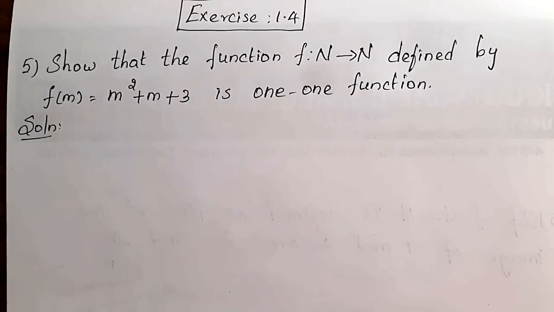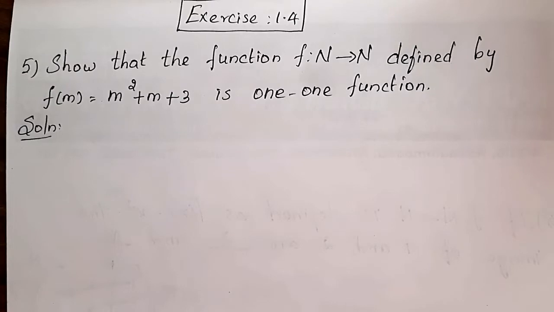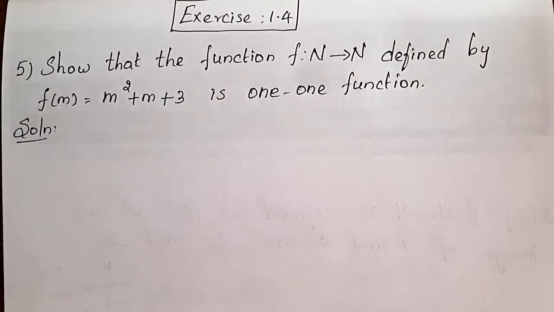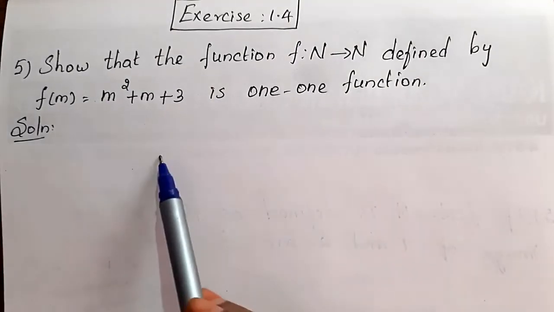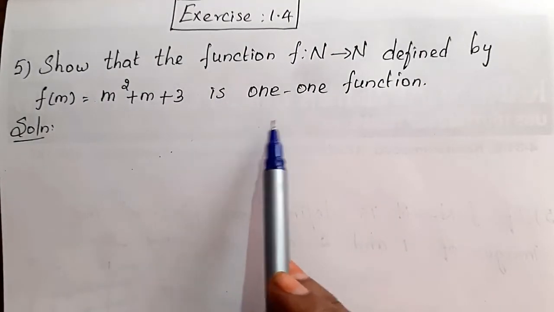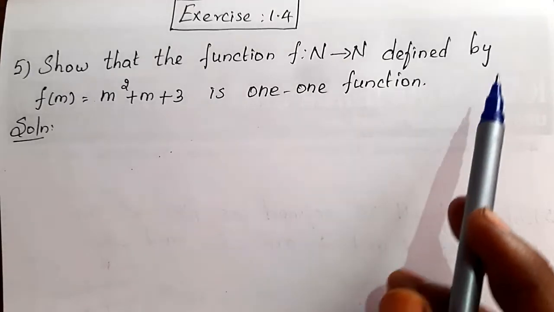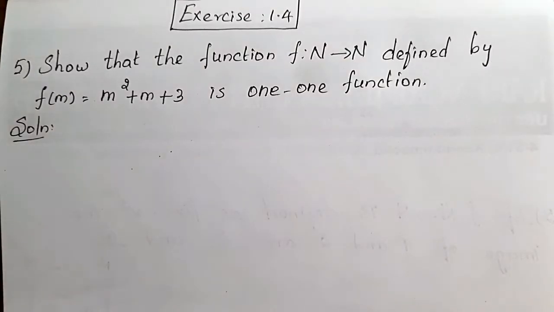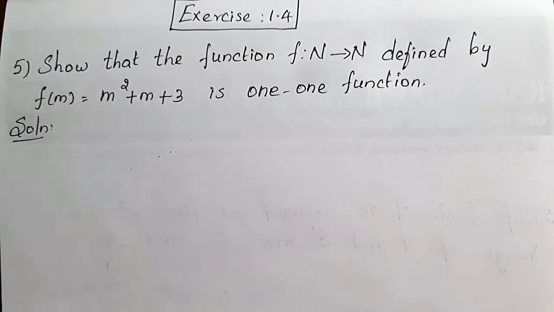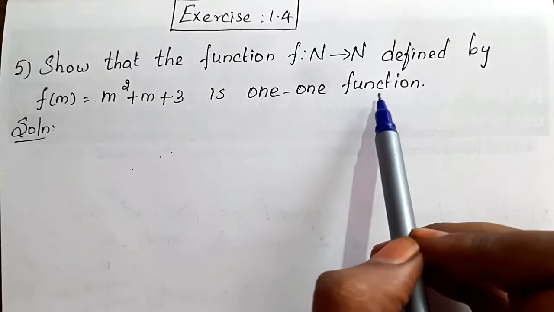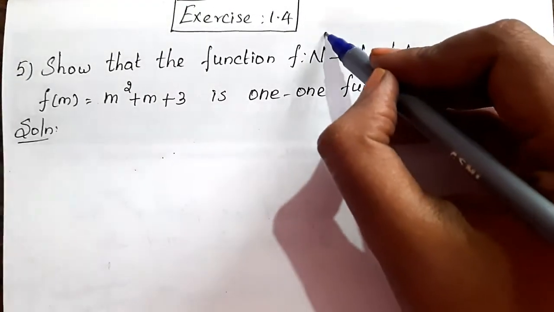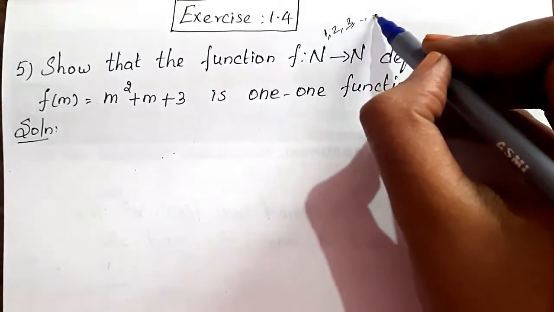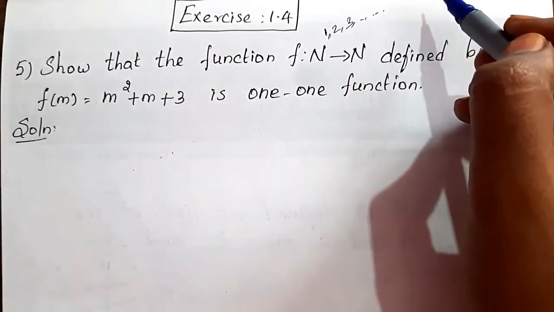Clear? Next question. Exercise 1.4, fifth question. Show that the function f from N to N defined by f of m equal to m square plus m plus 3 is one-one. So we have to prove it is one-one. That's enough. They didn't ask about onto. We just have to find out whether this function f from N to N is one-one. N to N means natural numbers to natural numbers. Natural numbers start from 1, 2, 3, etc.